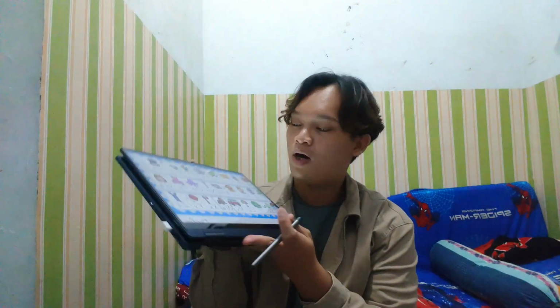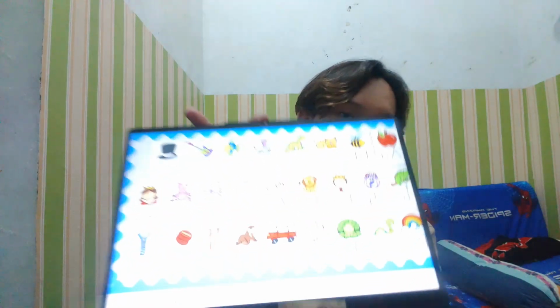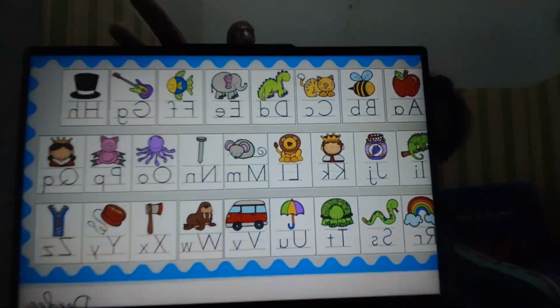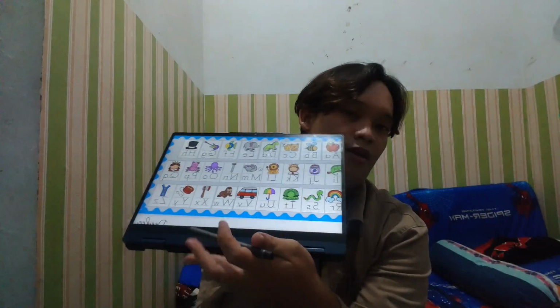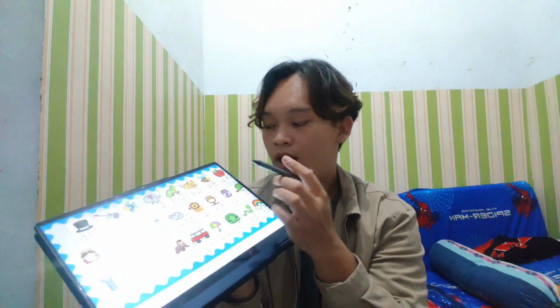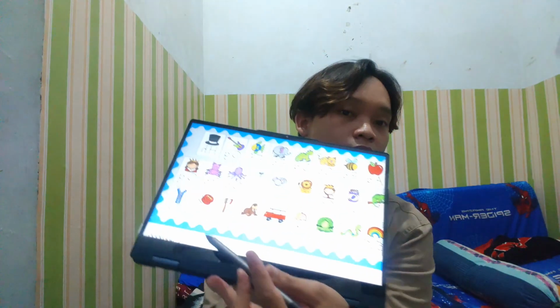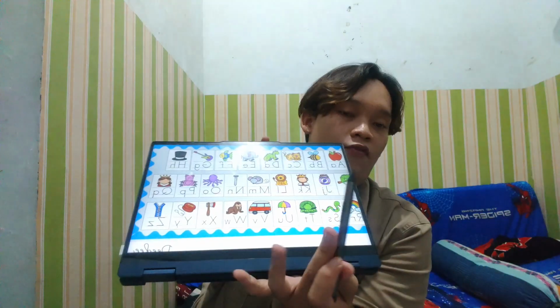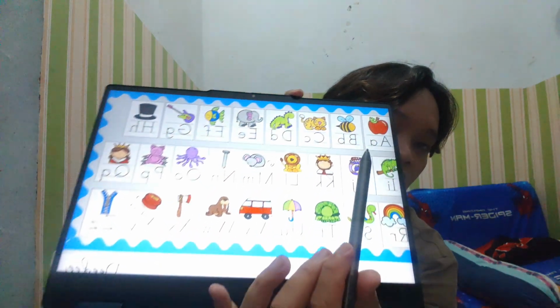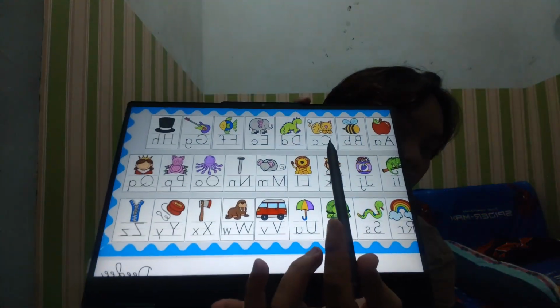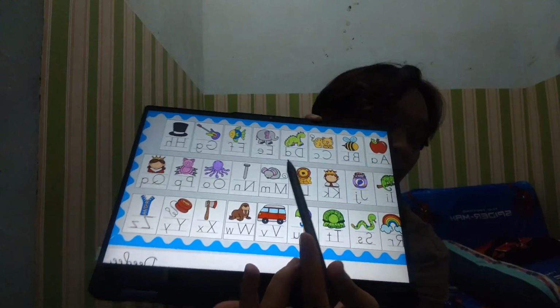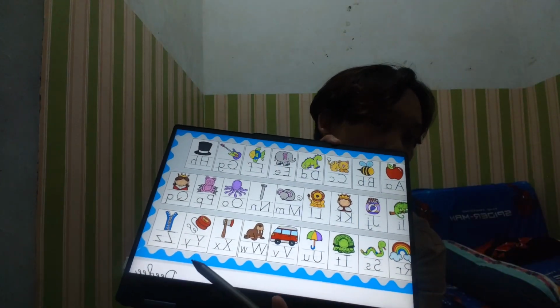So, good morning everyone. Today we want to learn about the alphabet. You can see, this is the alphabet. There are 26 letters, A until Z. The first alphabet is A, the next is B, C, and D. And the last is Z.